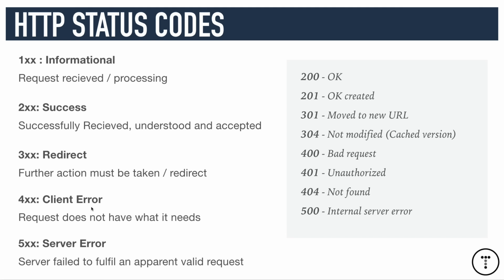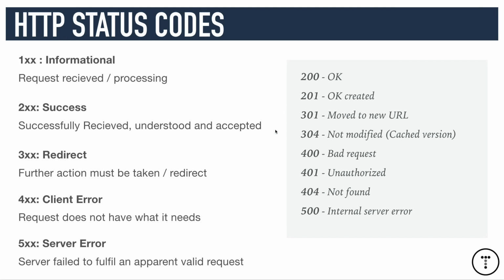So let's say the server needs a name field sent in the request body and you don't send that, you're going to get a 400 error or somewhere in that range. And then 500 is usually a server error. Okay, so the server failed to fulfill an apparently valid request. So everything seems okay as far as what you send to the server, but you still get an error. Something's wrong on the server side.